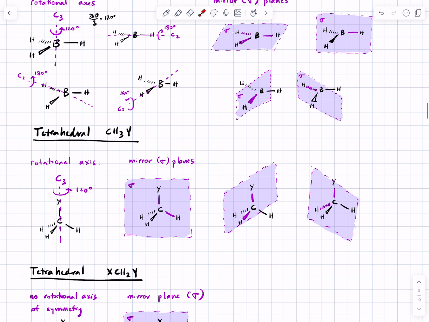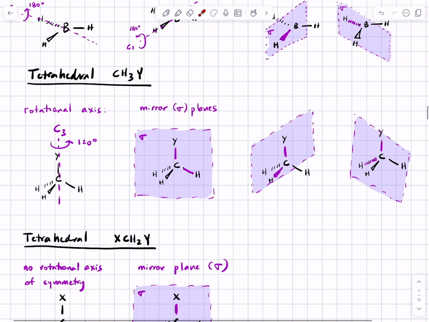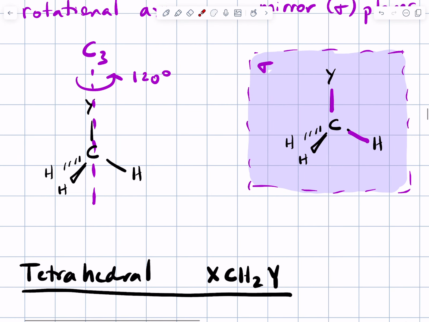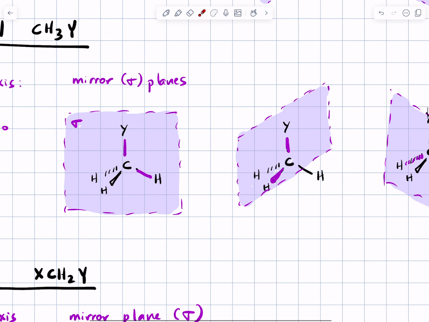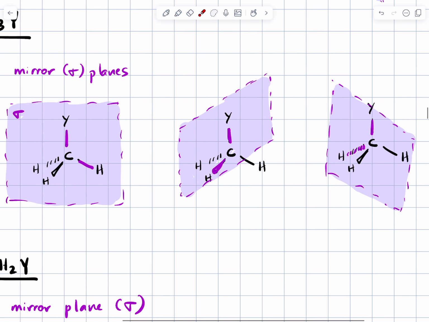Just not to belabor the point, here's a couple other situations you see in organic chemistry. A methyl group, CH3 attached to something else. That methyl group has a 3-fold axis of symmetry. If you rotate by 120 degrees, the protons swap places, but the molecule's identical. There are also mirror planes for the methyl group. Here's one of them. If you align the mirror plane with the bonds in purple, this CH bond and the CY bond, the wedge and the dash protons are reflections of each other.